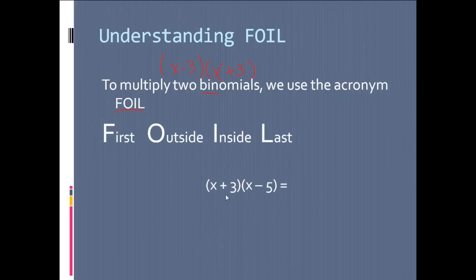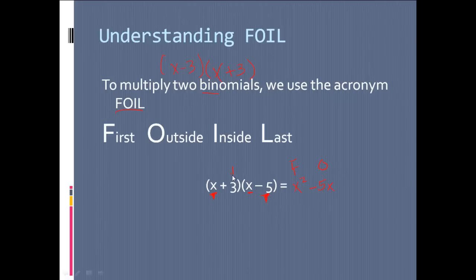When we need to FOIL something, we look at the first term in each set of parentheses and multiply those together. So for the first, x times x would be x squared. So that's the F part of FOIL. Now outside, so I'm going to look at the x and this negative 5. So x times negative 5 is negative 5x. That would be the outside.